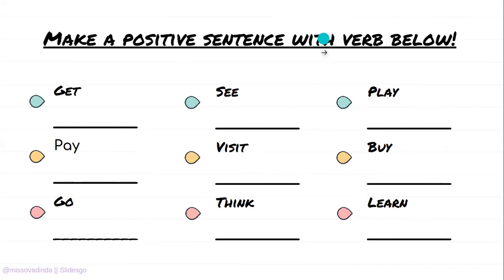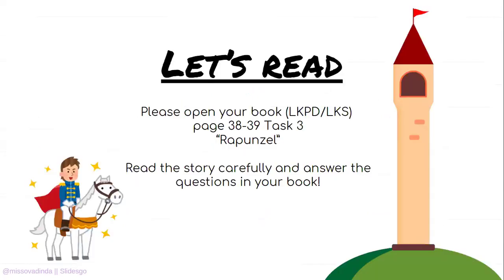Okay, and see, good job. Play, it's played. Pay, it's paid. Visit, it's visited. Buy, it's bought. Go, it's went. Think, it's thought. Learn, it's learned. Good job. Very well, nice.